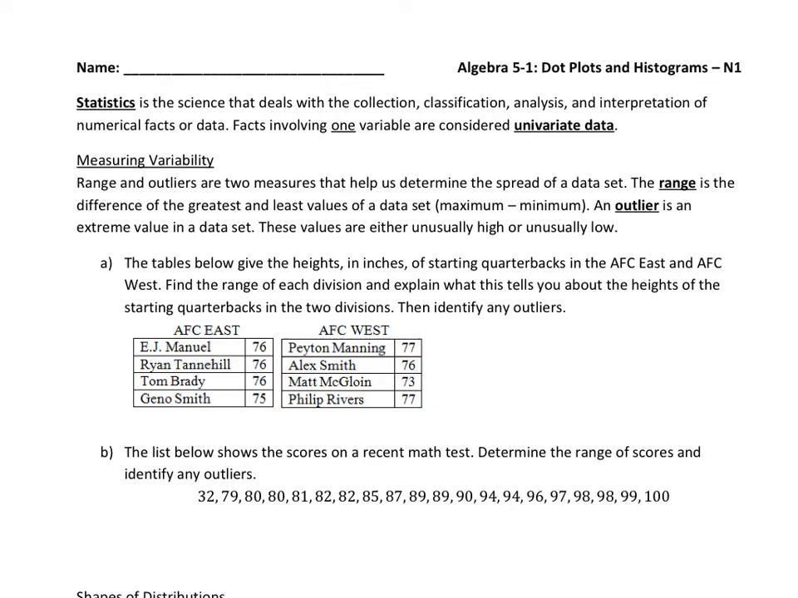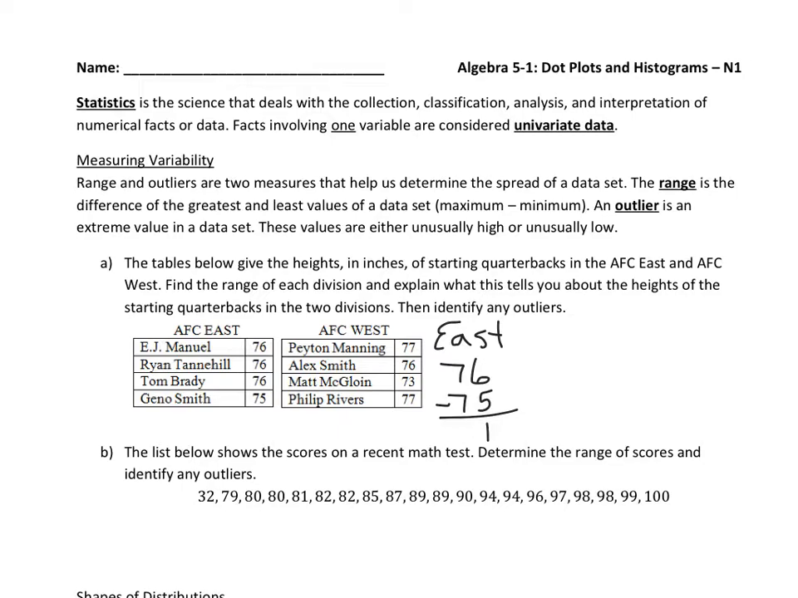Letter A. The tables below give the heights in inches of starting quarterbacks in the AFC East and AFC West. Find the range of each division and explain what this tells you about the heights of the starting quarterbacks in the two divisions. Then identify any outliers. Okay, so if we look at the East, range is largest value minus smallest value. So for the East, our range would be our larger value is 76, our smallest value is 75, so the range is 1.